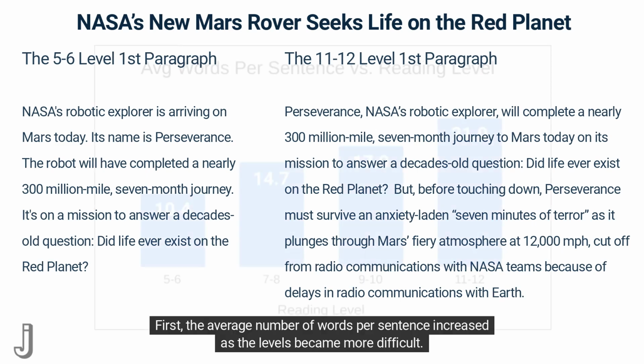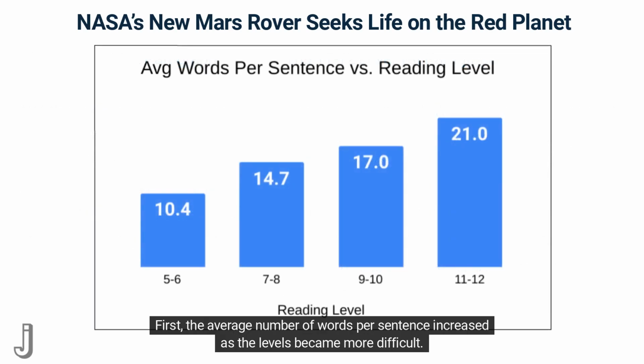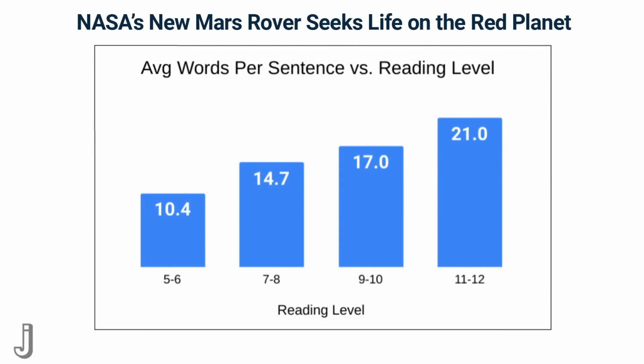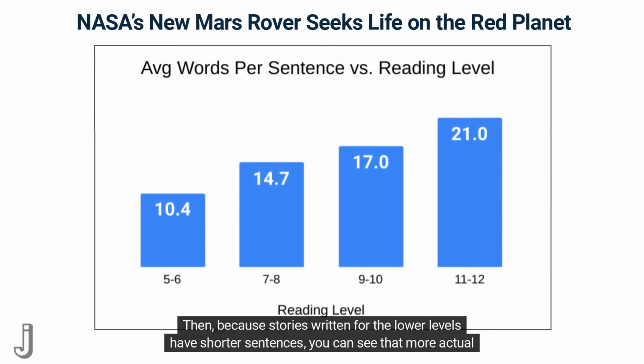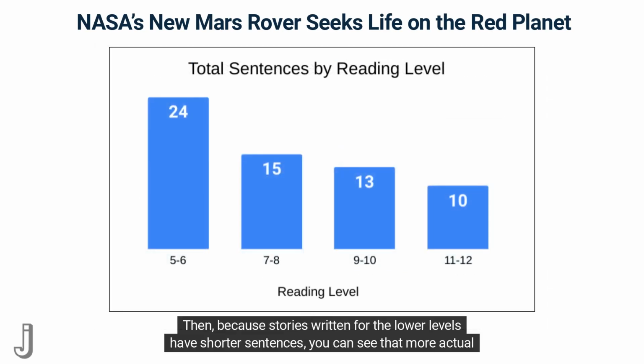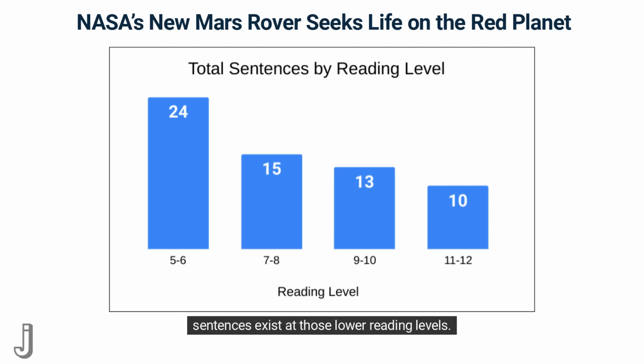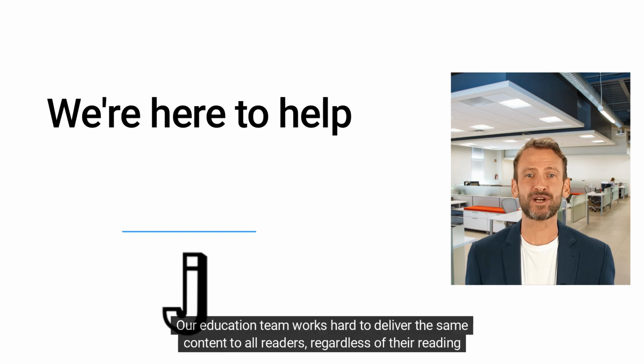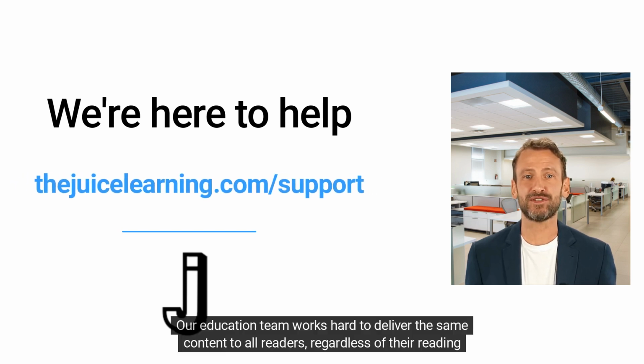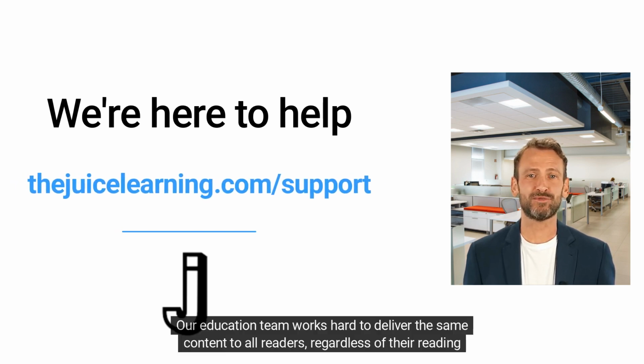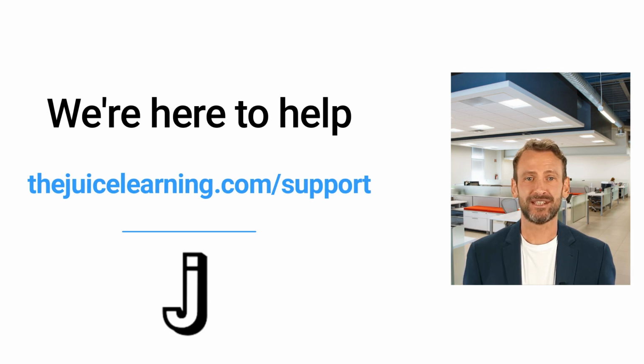First, the average number of words per sentence increased as the levels became more difficult. Then, because stories written for the lower levels have shorter sentences, you can see that more actual sentences exist at those lower reading levels. Our education team works hard to deliver the same content to all readers, regardless of their reading level.